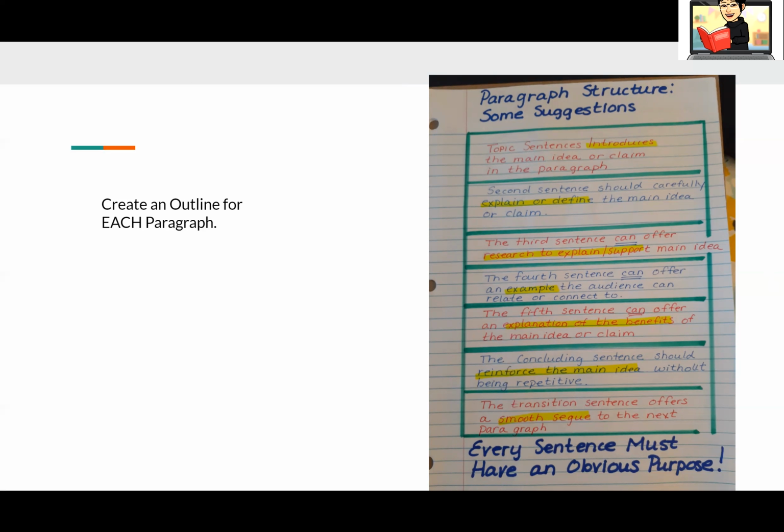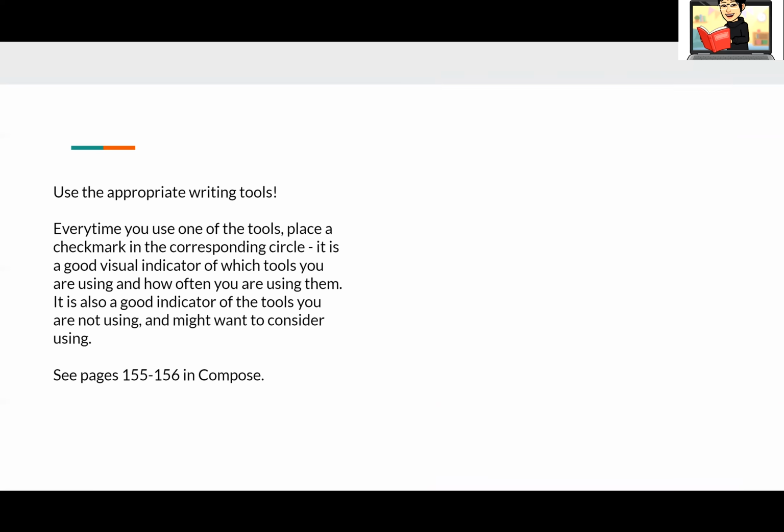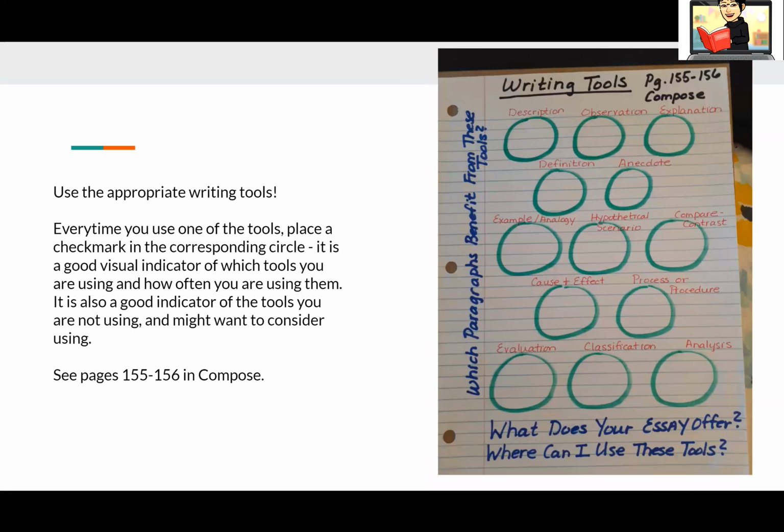And I like to use this for every paragraph that I develop. Why? Because every sentence must have an obvious purpose. And when I outline my paragraph like this, when I put one sentence per little box, I can clearly see whether this sentence is valuable to the reader or if it's just some frivolous sentence that I need to eliminate.